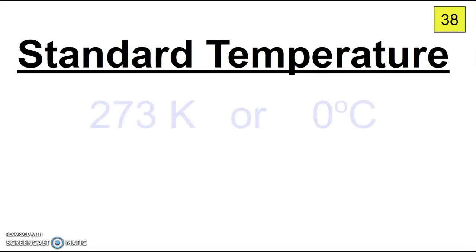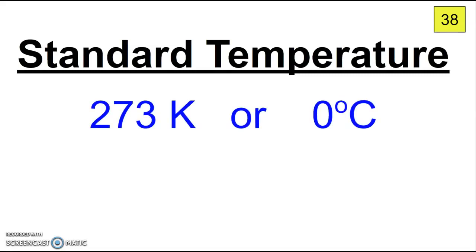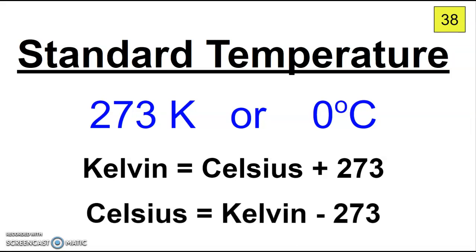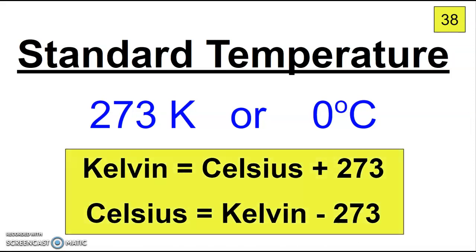We have a standard temperature, which is 273 Kelvin or 0 degrees Celsius. Kelvin equals Celsius plus 273, and Celsius is Kelvin minus 273. Make sure that those two equations go in your notebook on page 38, as well as the information that 273 Kelvin or 0 degrees Celsius is considered standard temperature. Keep in mind that those two values are the same. 273 Kelvin or 0 degrees Celsius are the exact same feeling temperature, and that's when particles stop moving.